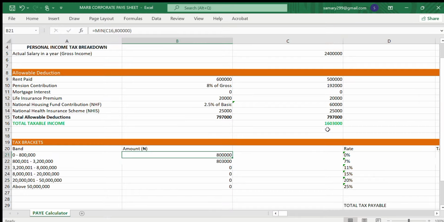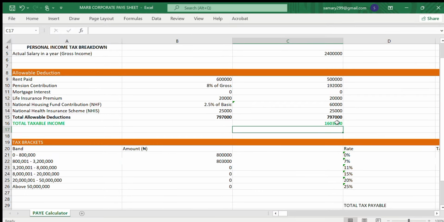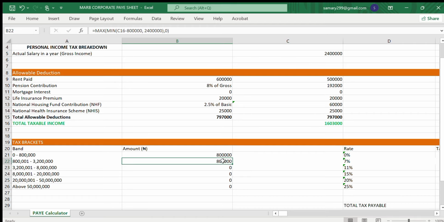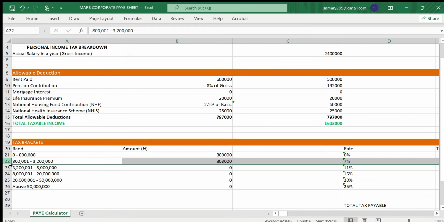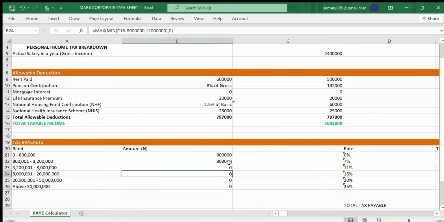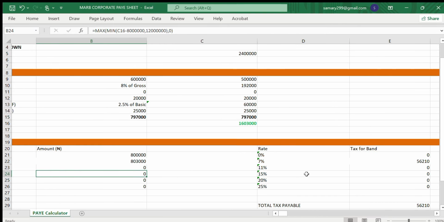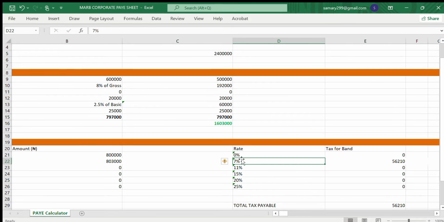If you remove 800,000 from this 1,603,000, you will have a balance of 803,000. You see, that one has to now split over to band 2, bracket 2, from 800,000 to 3.2 million. So the balance we have here is 803,000. It means this is the only thing you're going to be paying tax on. 803,000 naira. You see, at 7%, this is the rate.